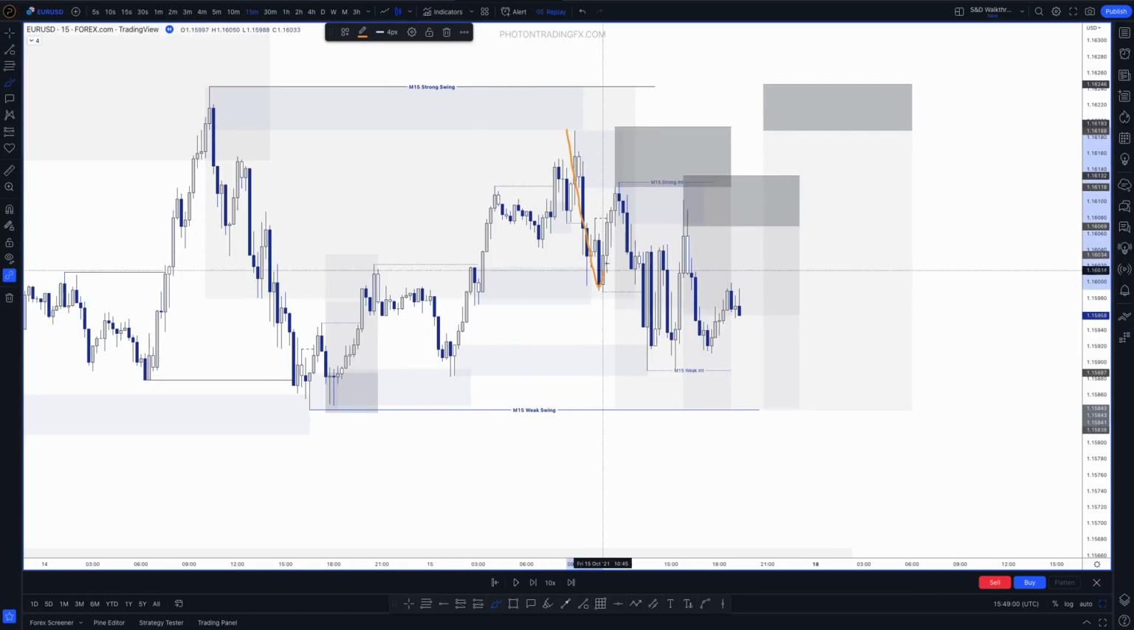This is the internal structure, nice pullback into supply. Break to the downside, pull back to supply. Now we haven't broken anything, and where are we? We're just trading in the middle, right? In my opinion, you don't want to be looking at trading from here, because this supply has not broken anything. It hasn't achieved anything. It hasn't broken its low.